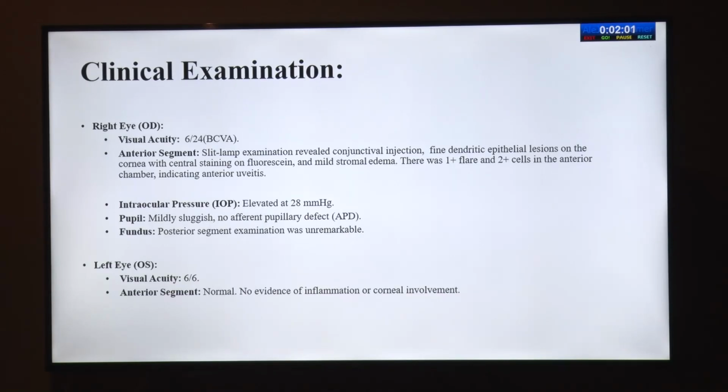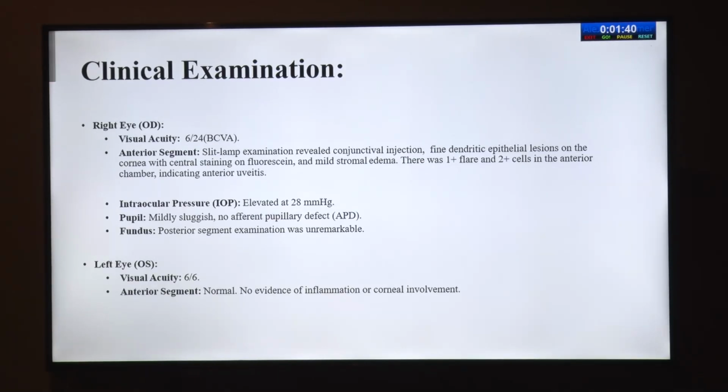So in the right eye, the best corrected visual acuity was 6/24. Slit lamp examination shows conjunctival injection, dendritic lesions on the cornea, central staining on fluorescein, and mild stromal edema. There was 1+ flare, 2+ cells in the anterior chamber, indicating anterior uveitis component. Intraocular pressure was elevated at 28 millimeters of mercury. Pupil was mildly sluggish, but there was no afferent pupillary defect. Fundus, the posterior segment examination was unremarkable. Left eye, the visual acuity was 6/6, and the anterior segment was normal.